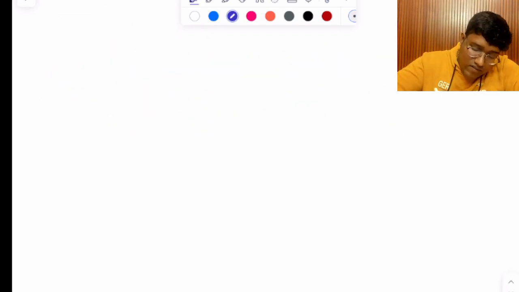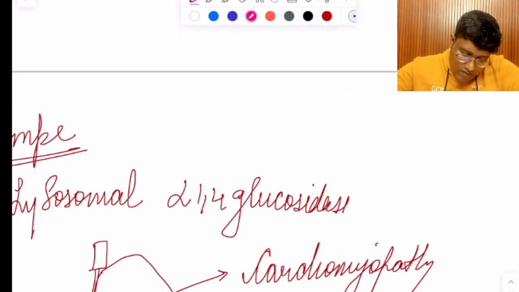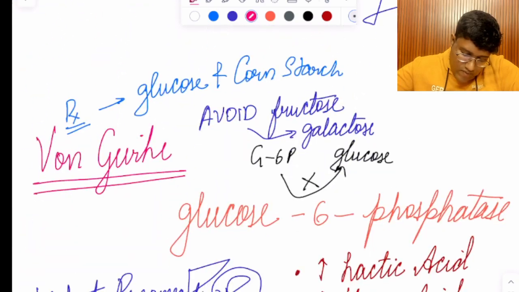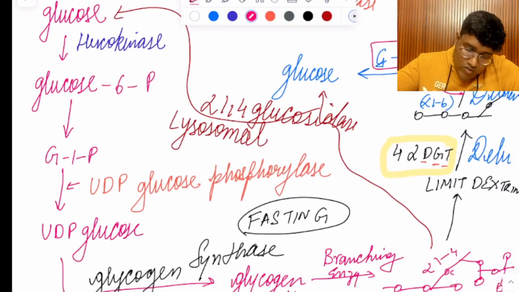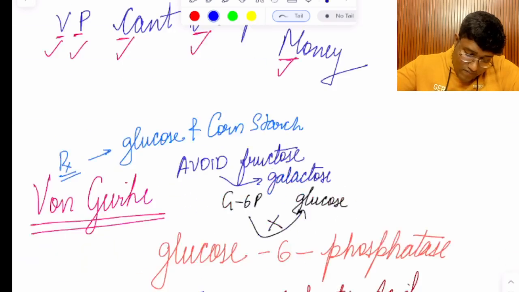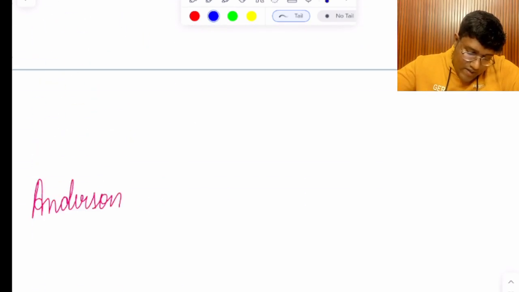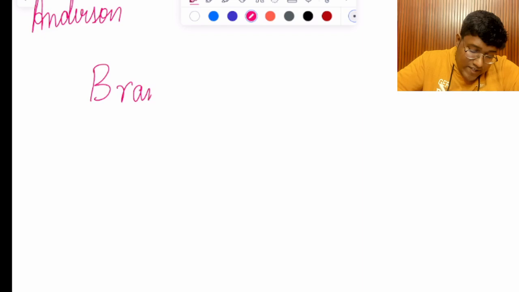Now coming to Anderson. Anderson is due to the branching enzyme, right? So let's go all the way back. Where do we have the branching enzyme? Oh, there we go. So we have the branching enzyme here. This branching enzyme is not there in Anderson, and that is what we're going to find out. Now in Anderson, again, there's no branching enzyme. Branching enzyme is deficient.